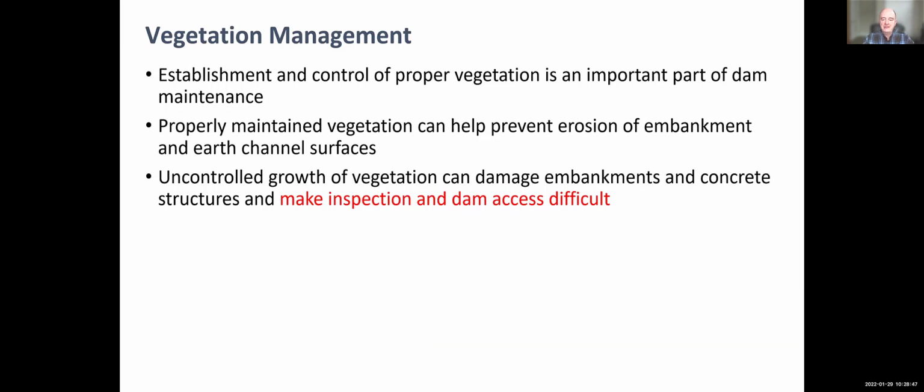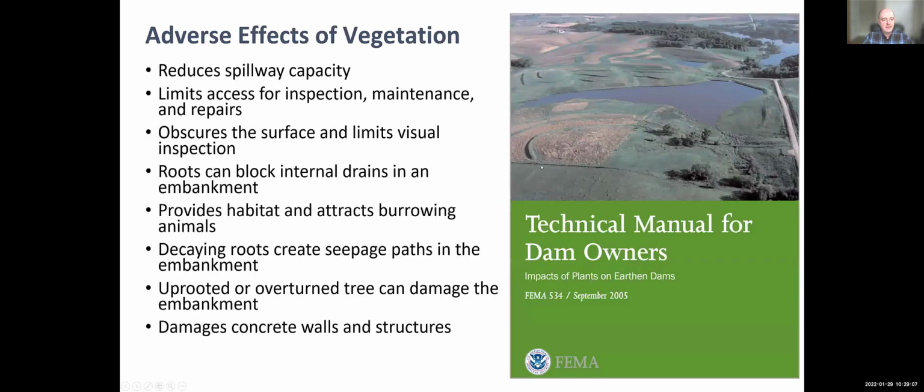Uncontrolled growth, however, of vegetation can cause damage to your embankments, and if you have any concrete structures, they can cause damage to those structures. And it makes inspection and dam access difficult. So that bottom stuff in red, inspection and dam access, is probably the more common thing we're dealing with when we're dealing with vegetation. And so there is guidance out there as to what are the impacts of vegetation on dams, because across North America, people have been dealing with this and they know it's an issue.